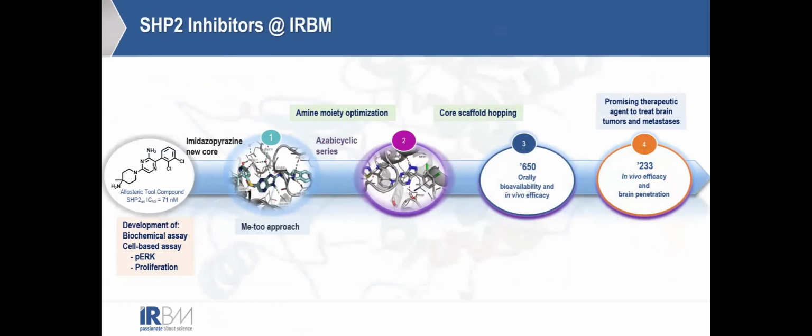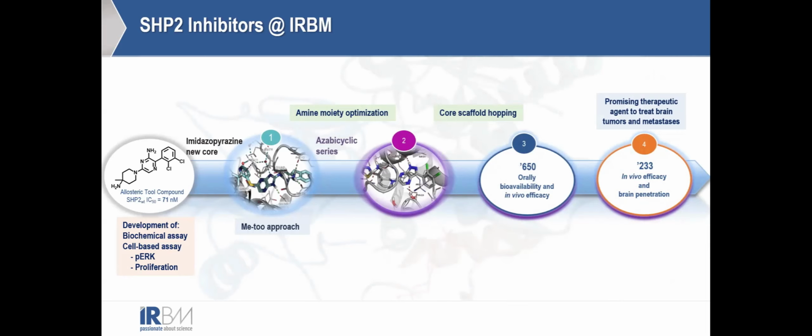So here in this slide is our summary slide, our journey in the discovery of SHP2 allosteric inhibitors. We have in our hands 4 different series of compounds that are protected by our patent, called series 1, 2, 3, and 4. In particular, series 3 and 4 are characterized by compounds 615 and 233, which have the characteristics of preclinical candidates. All of them are really potent against SHP2, orally bioavailable, and efficacious in different xenograft animal models.